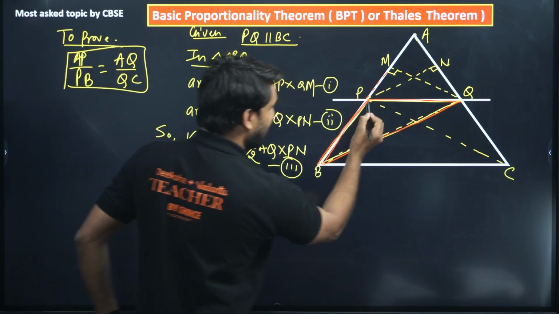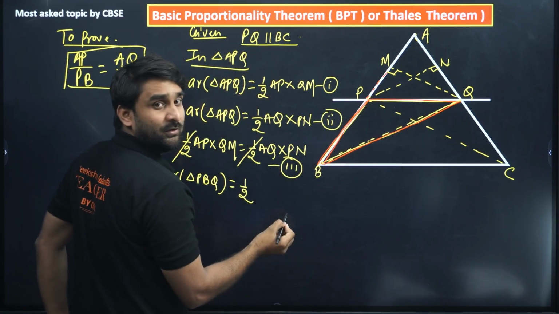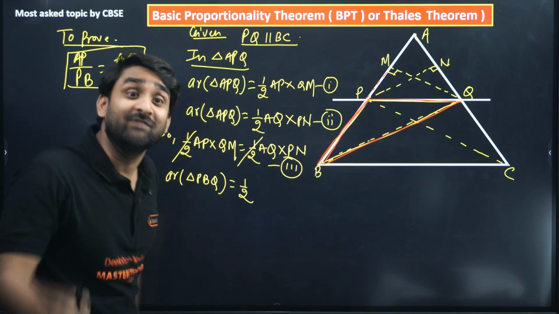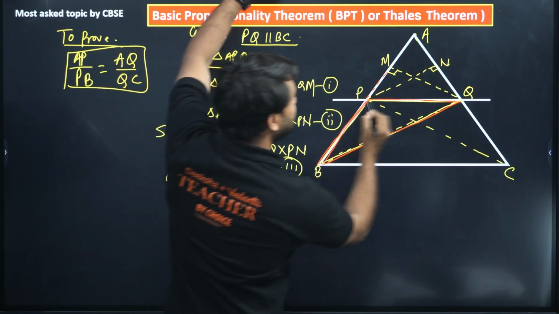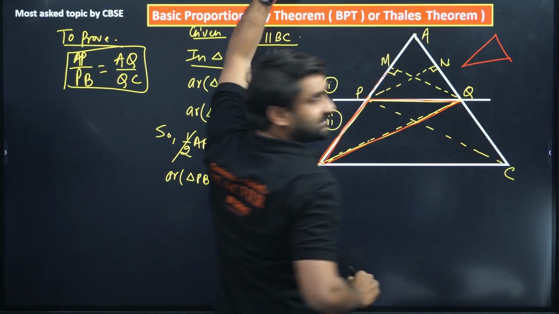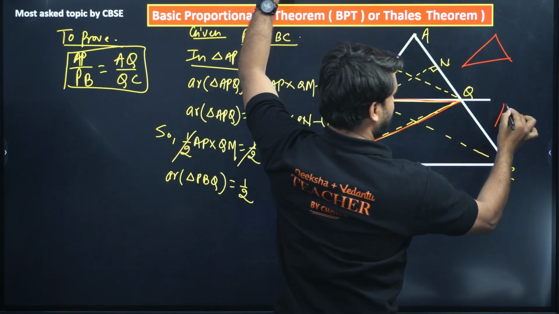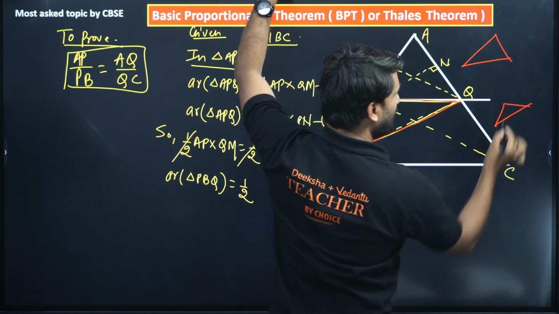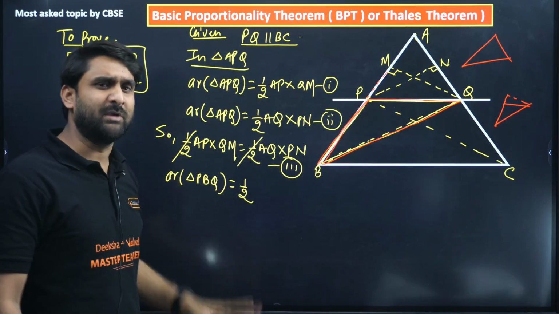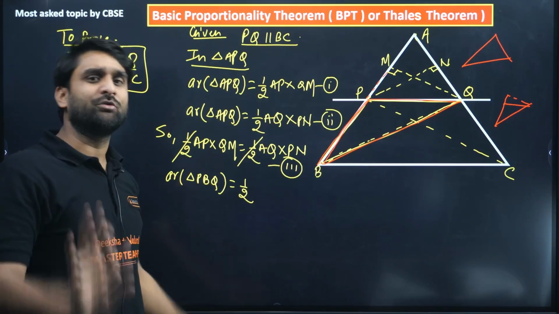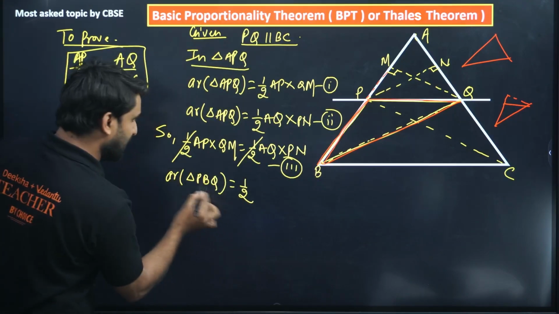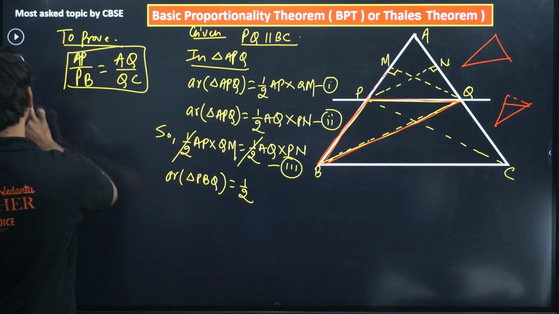Yes, if we are taking this triangle PBQ and we are taking PB as base, so what will be height? The height will be QM, because same triangle is there. If I'm drawing a triangle here, the height can be outside of the triangle, doesn't matter. Yeah, it is possible in geometry.